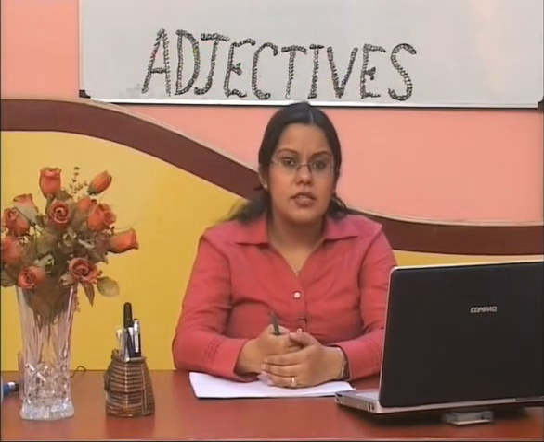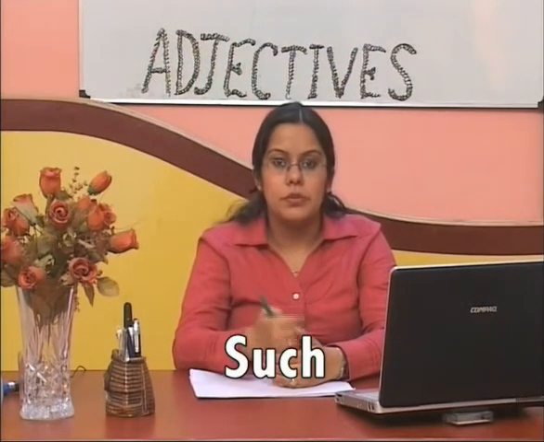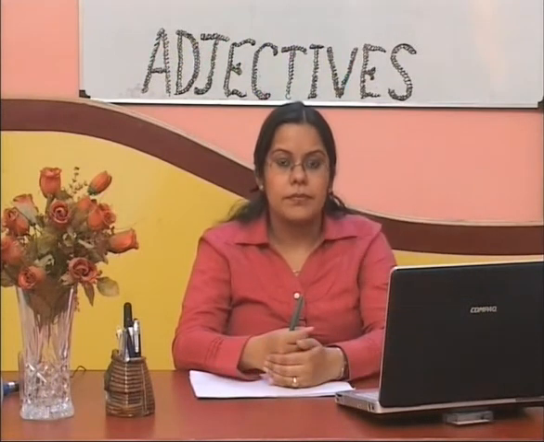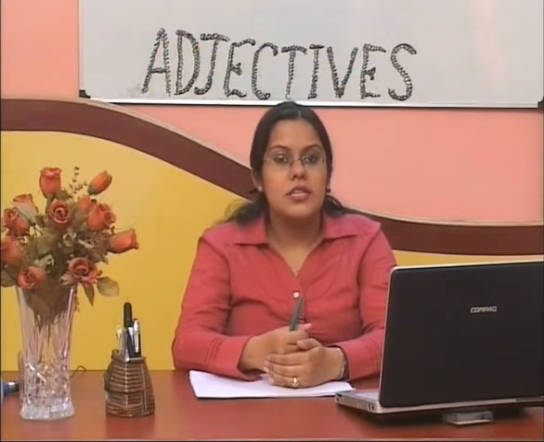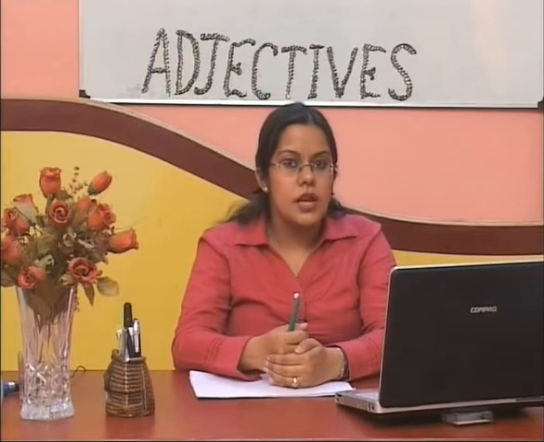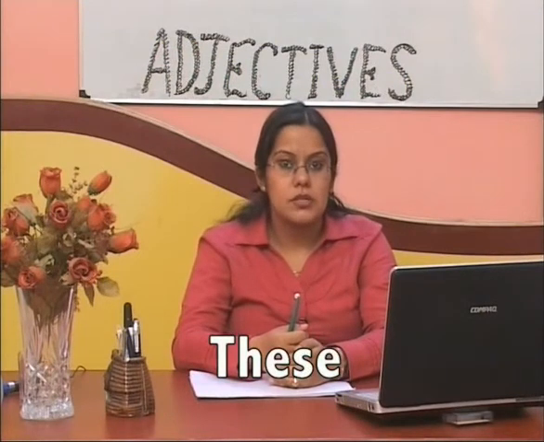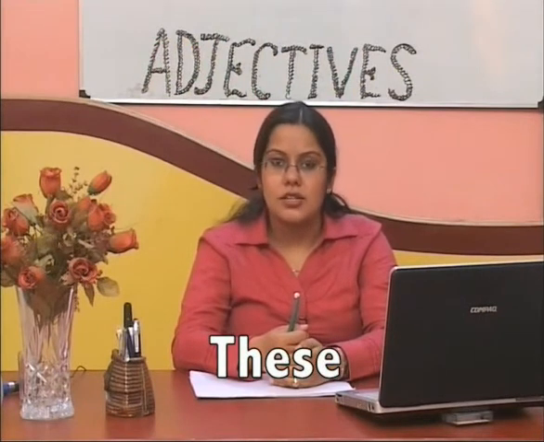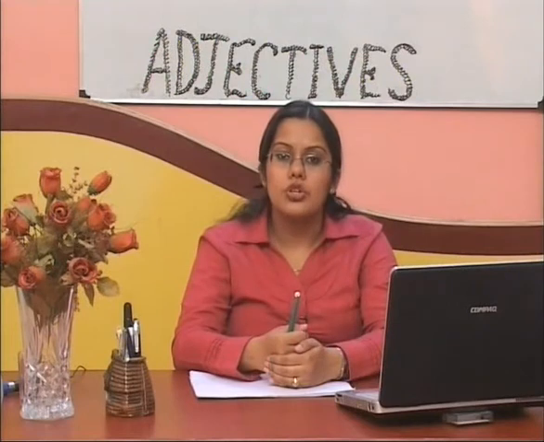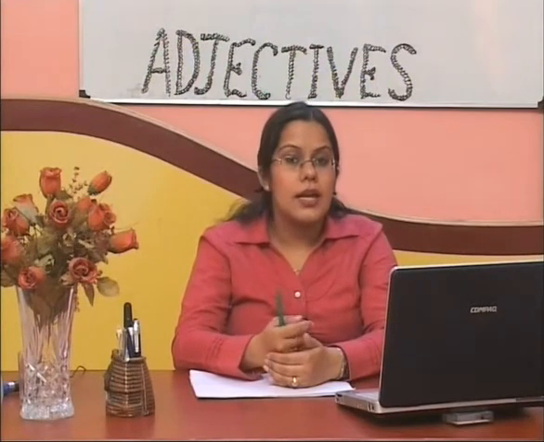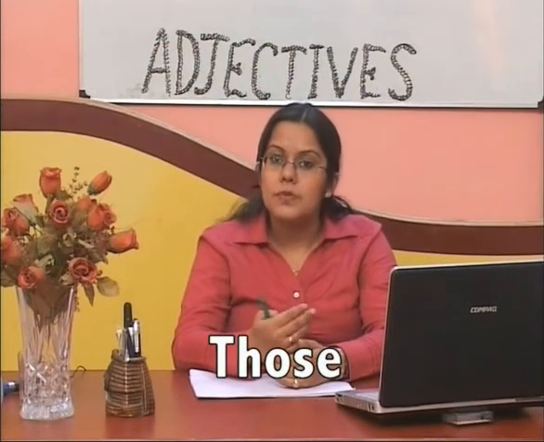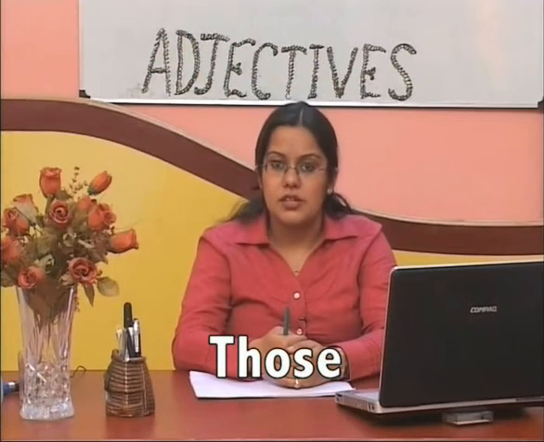Next, I hate such people. Which kind of people do you hate? Such people. So such becomes the demonstrative adjective. Next, I like these carpets. Which carpets are you talking about? These carpets. So these here becomes the demonstrative adjective. I want those books. Again, the question is which books? Those books. So those becomes a demonstrative adjective.